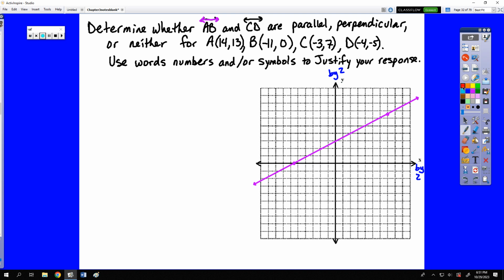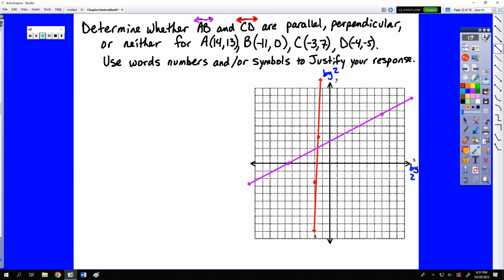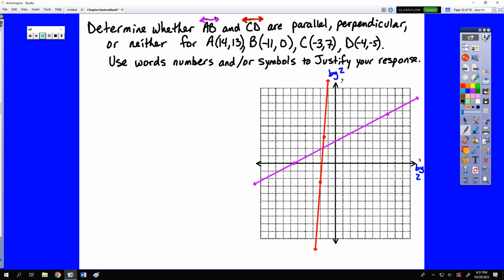Okay, then we have line CD, which I'm going to graph in red. C is located at negative 3, 7, which would be right in the middle of this box right here. And negative 4, negative 5, which would be halfway between the second and third line right there. Okay, so that line would pass through those 2 points. Again, use your straight edge, get a nice straight line. Now looking at these two lines, it definitely would appear that the answer here is going to be neither. These lines are definitely not parallel, and they do not appear to be perpendicular either. However, we still have to do the work to complete this.